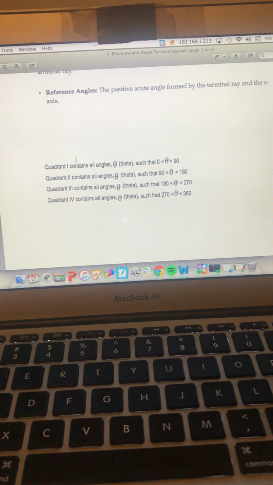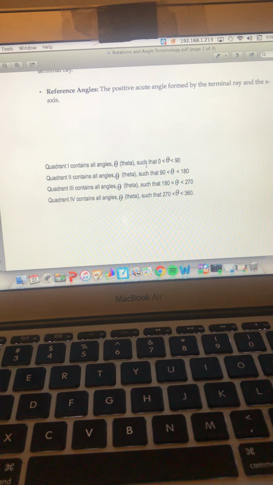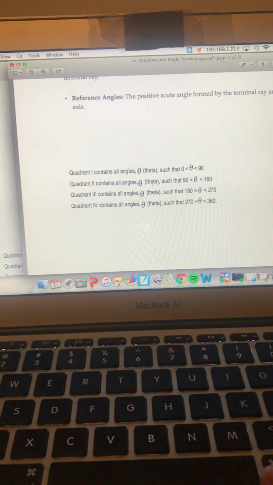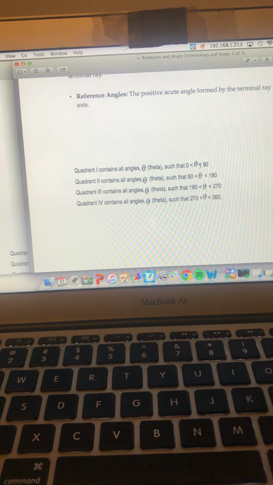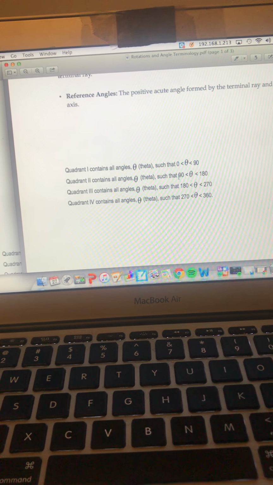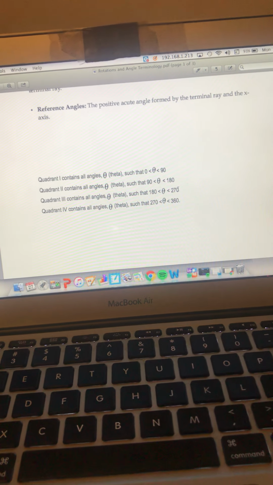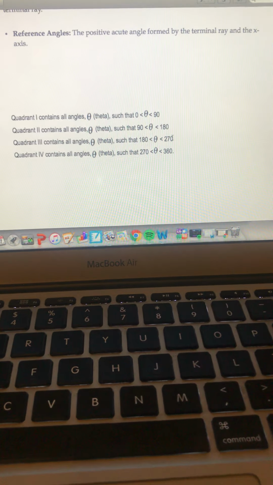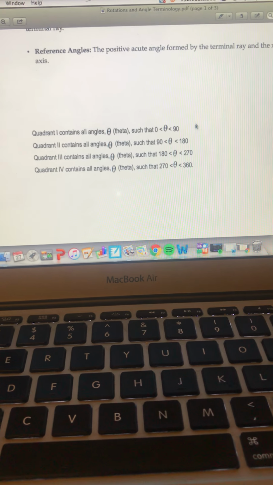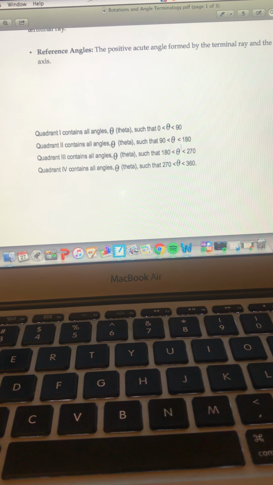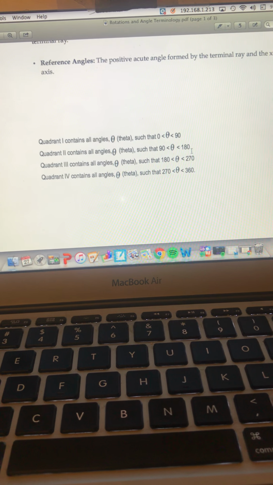This right here, quadrant 1, this is just me writing out what the angles are in each quadrant. Quadrant 1, we just said between 0 and 90. Quadrant 2, between 90 and 180. Quadrant 3, 180 to 270. Quadrant 4, 270 to 360. And remember, that is if I have a positive rotation.